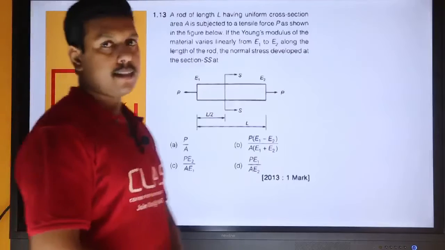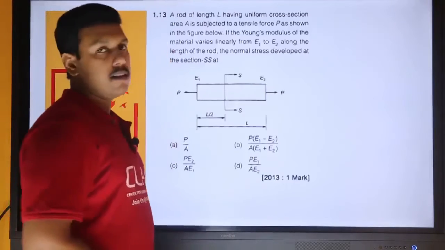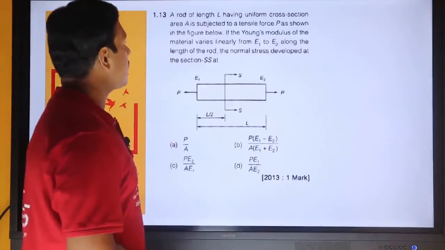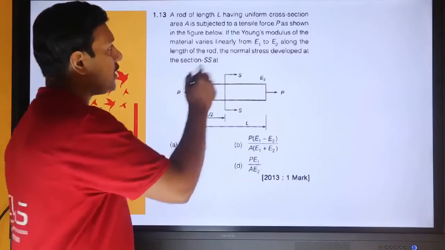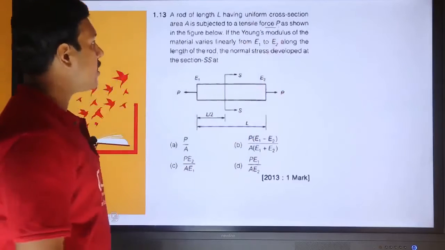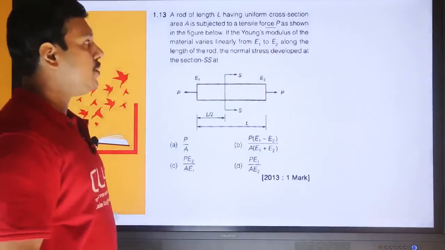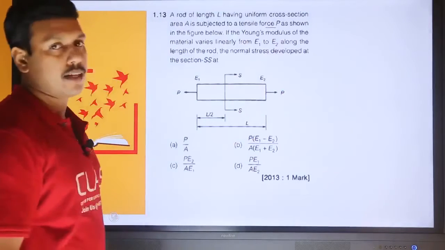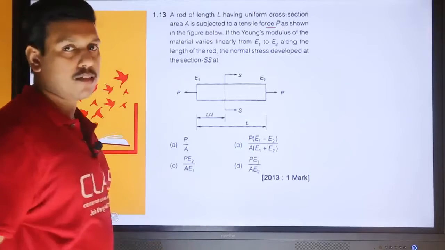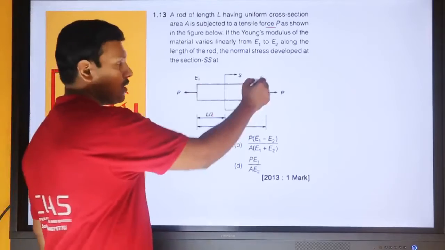Question 1.13: a rod of length L having a uniform cross-sectional area A is subjected to a tensile force P as shown in the figure below. The Young's modulus of the material varies linearly from E1 to E2 along the length of the rod. Here, the Young's modulus of the bar is not constant. It varies linearly from this point to this point.